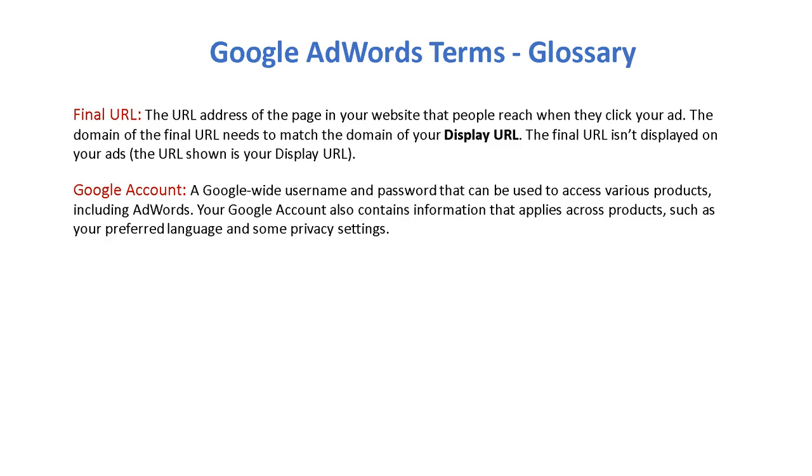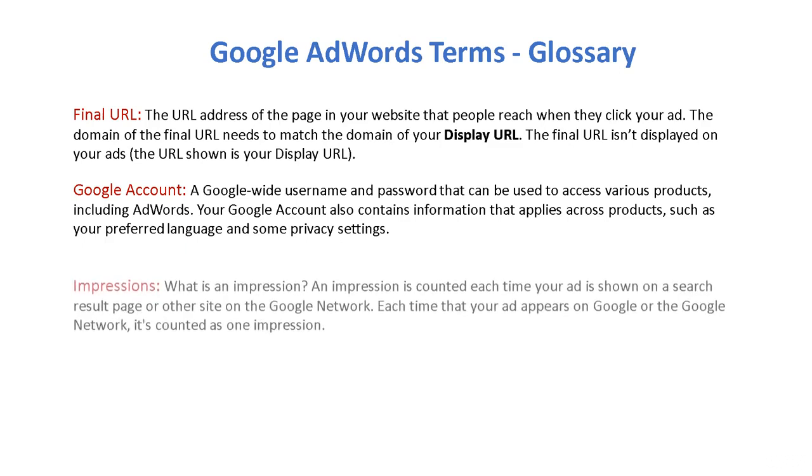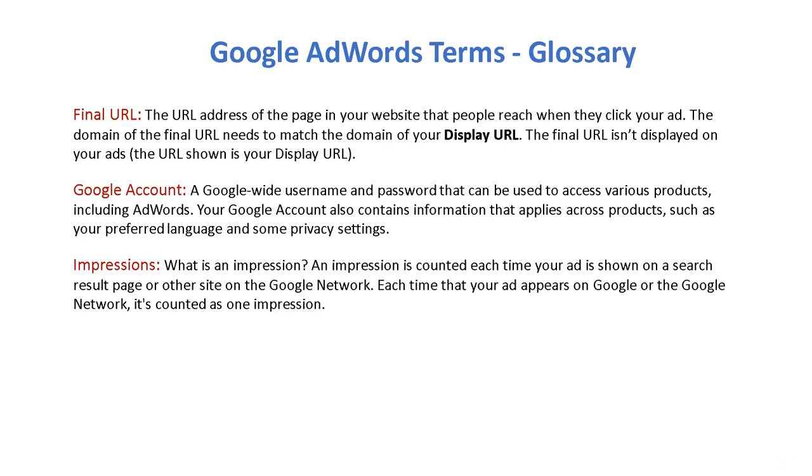Next, we've got impressions. Well, what's an impression? Well, an impression is counted each time your ad is shown on a search result page or other site somewhere on the Google network. Each time that your ad appears on Google or the Google network, it's counted as one impression. In some cases, only a section of your ad may be shown.